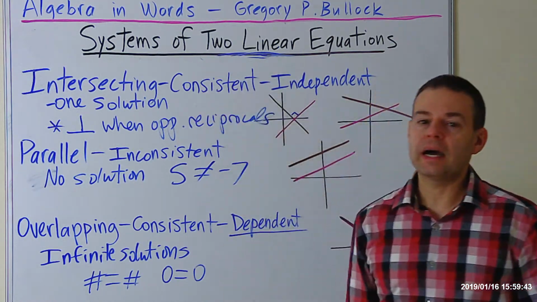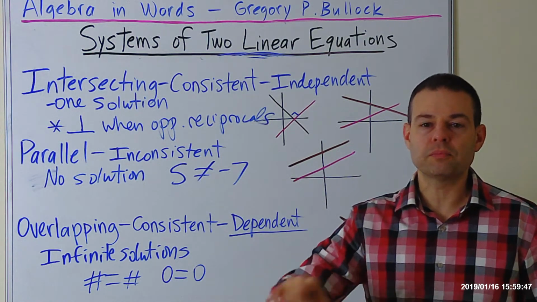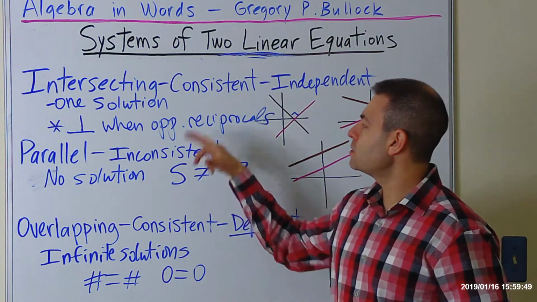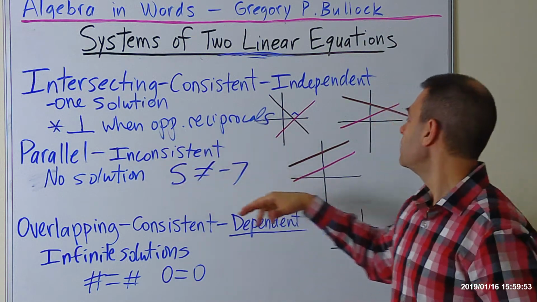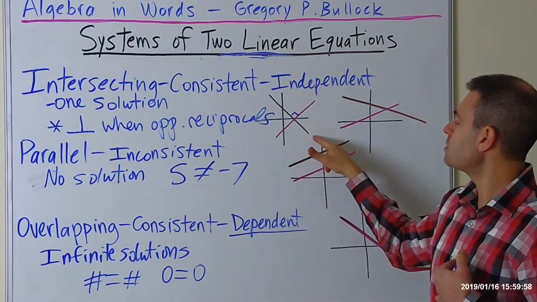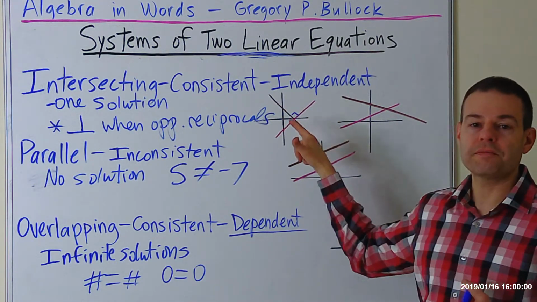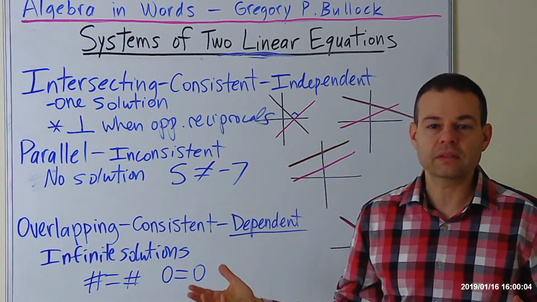At this point, I like to do something that most books don't really do in their little description box, and that is that there's a subcategory of intersecting lines. They could just intersect randomly, but what about in a graph like this? If you notice, they intersect at a perfect 90-degree angle. We would also call that perpendicular lines.